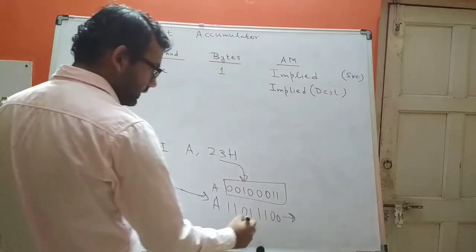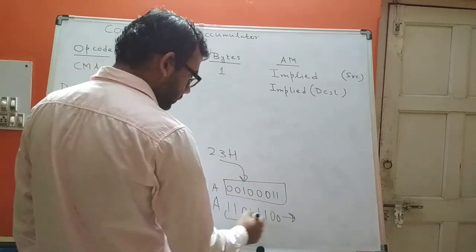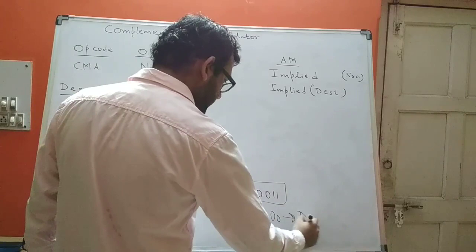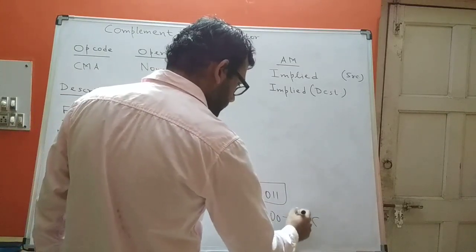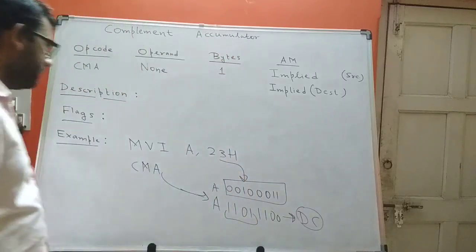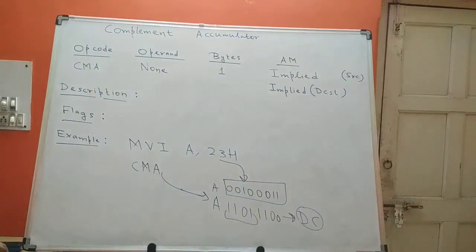The hexadecimal of this is, so this is 1101. 1101 is D and 1100 is C. So this will be finally stored in the accumulator. Okay, so I hope this is understood. This was a fairly easy instruction to understand. Now let's take up another instruction.